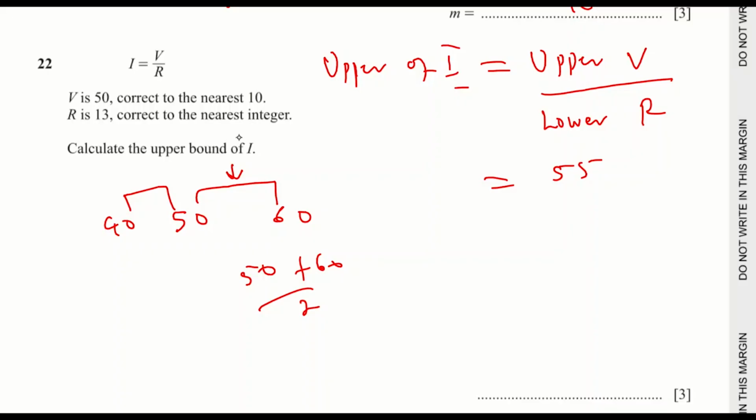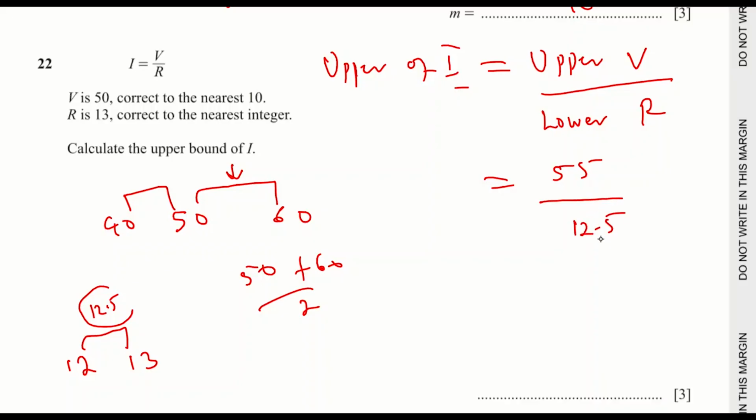Then R is 13, sorry, R is 13, correct to the nearest integer. So integer means we count in ones. We need the lower bound of R. If you have 13 here, a step backward will be 12. So the lower bound will be the midpoint of these two numbers, which of course is 12.5. Alternatively, you can add the two numbers together and divide by 2, and you still get 12.5. So the lower bound of R is 12.5.